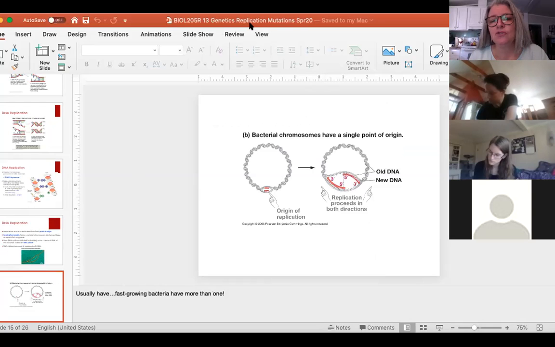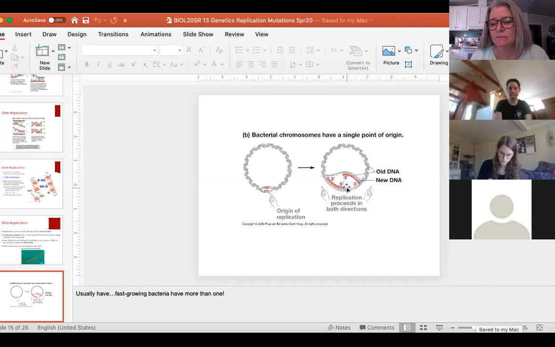And we looked at this little drawing of the circular chromosome. If this is where the origin of replication is, we could see just a little tiny replication bubble here. That replication bubble is going to get bigger and bigger and bigger over time as the DNA gets copied, as it gets replicated. New DNA is shown in red. Old DNA is shown in gray. Replication goes in both directions around that circle.